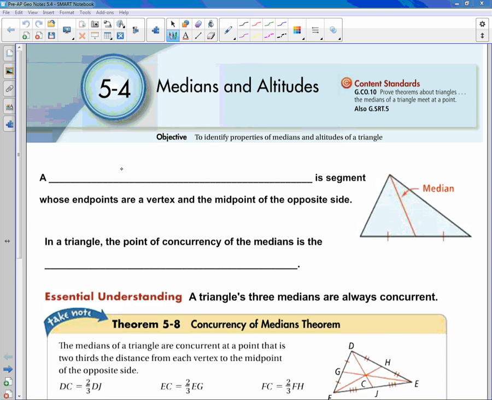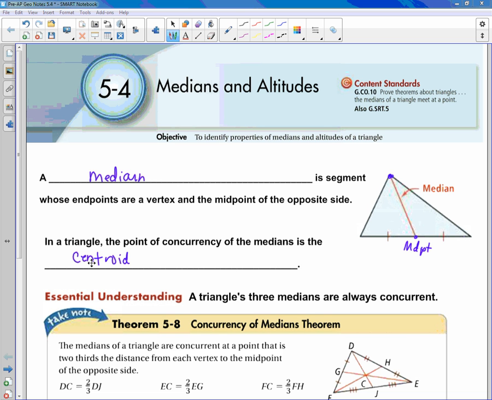Okay, next we're going to talk about the medians and altitudes in 5.4. So a median is a segment whose endpoints are the vertex right here and the midpoint of the opposite side. Okay, and in a triangle, the point of concurrency of all the medians is actually the centroid.